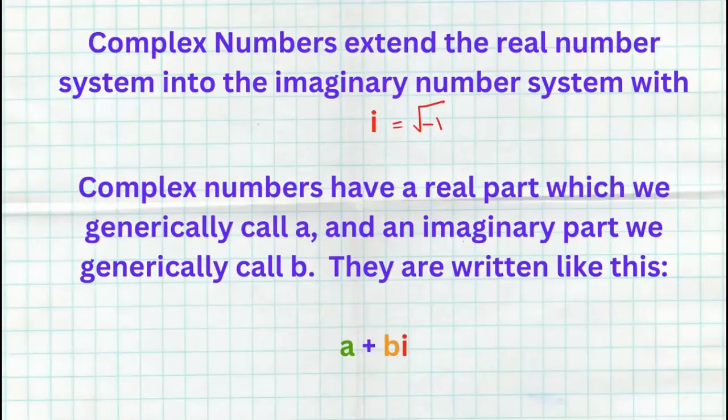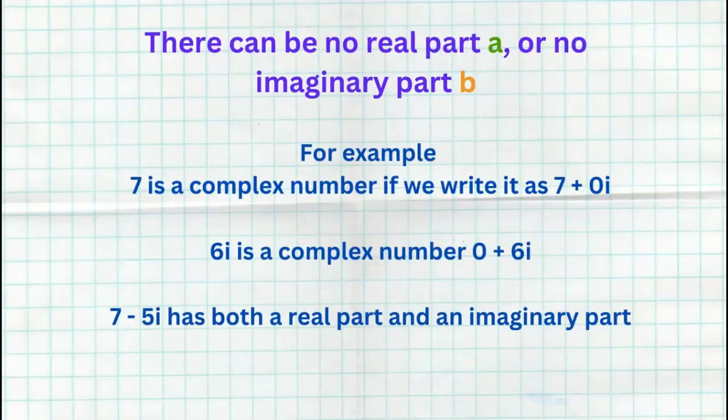Complex numbers have a real part, which we generically call a, and an imaginary part, which we generically call b. They're written in the form a plus bi, where a is the real part and b times i is the imaginary part. There can be no real part a, or no imaginary part b, or some of both. For example, the real number 7 is technically a complex number if we write it as 7 plus 0i. 7 is the real part, and there is no imaginary part, which we represent with the 0i.